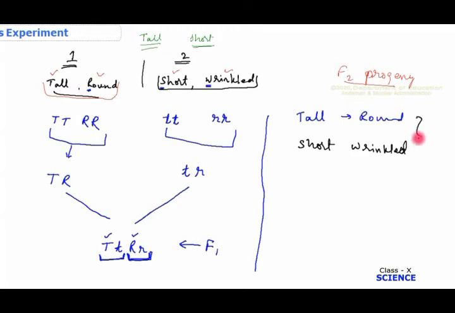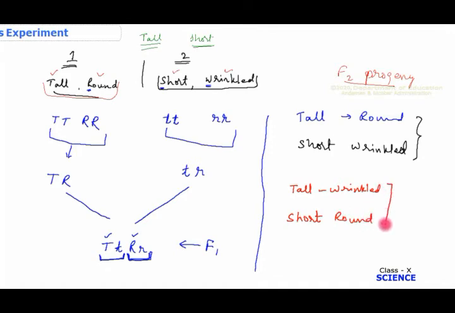Apart from these two combinations, some other mixtures of the traits will also be observed. What type of mixtures? Some plants will be tall with wrinkled seeds. This combination we did not have initially. You see here tall, round, short, wrinkled, but in the F2 generation we get some plants with tallness and wrinkled seeds, and also some of the plants will be short and round seeded.